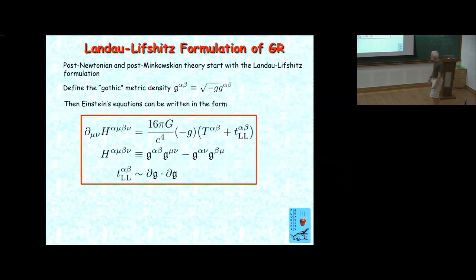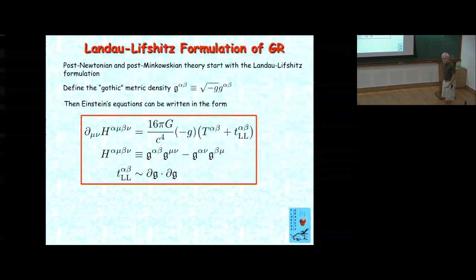Okay, so we've not given up much by doing this. It's just that now we have to remember we're no longer in the language of covariant field equations. We've sort of implicitly selected a coordinate system to do all of this work. But otherwise, this is the Einstein equations, just written in a very strange form.